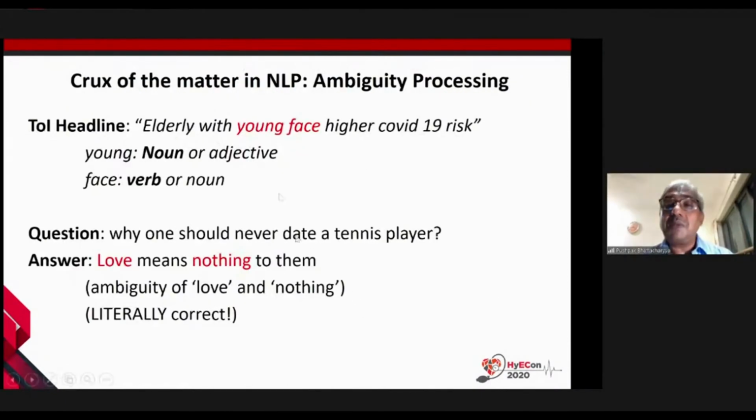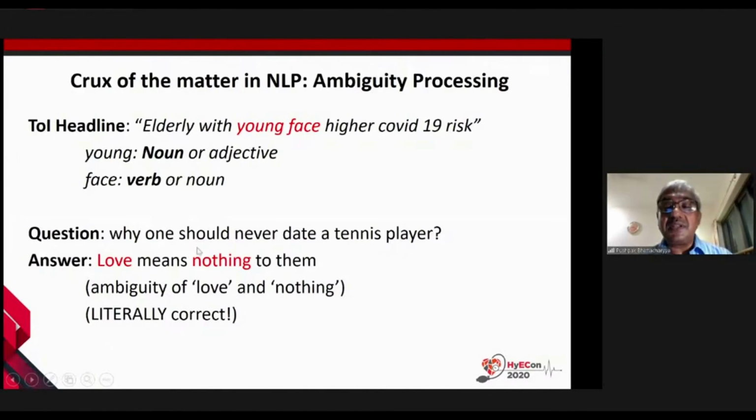Now, the problem with NLP is that there is ambiguity everywhere. So there was this Times of India headline recently: "Elderly with young face higher COVID-19 risk." If you do not give the pause at the right place, it can lead to a very strange meaning. "Elderly with young face higher COVID-19 risk." So old people who are living with young people face higher COVID-19 risk. So is young a noun or an adjective? Is face a verb or a noun? Depending on that, the meaning changes.